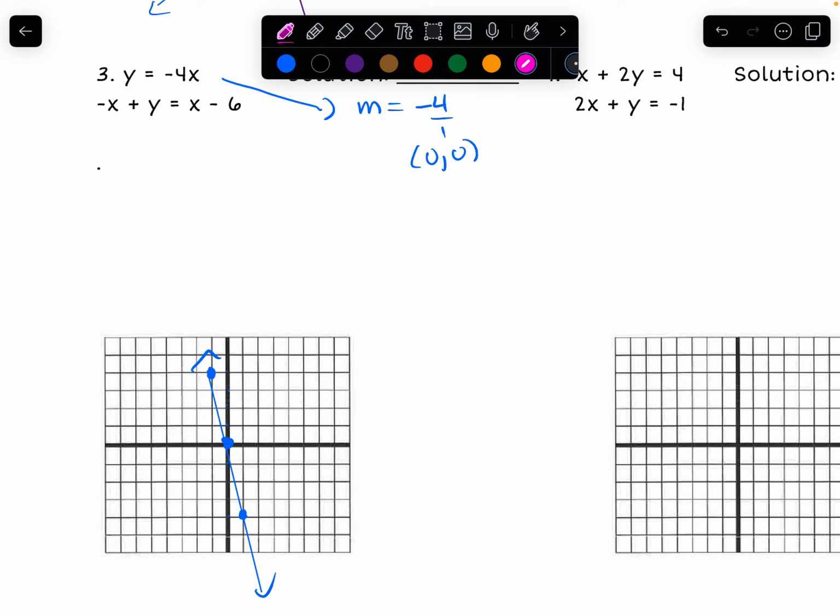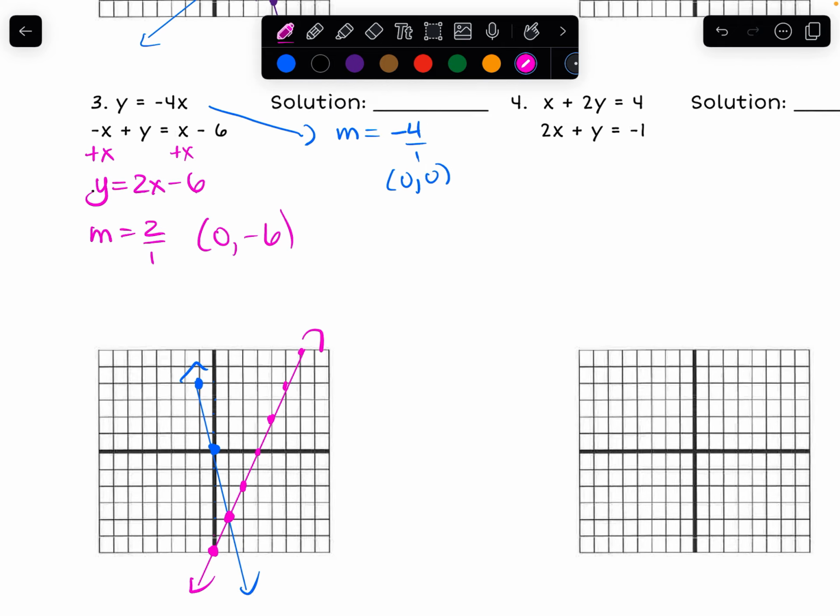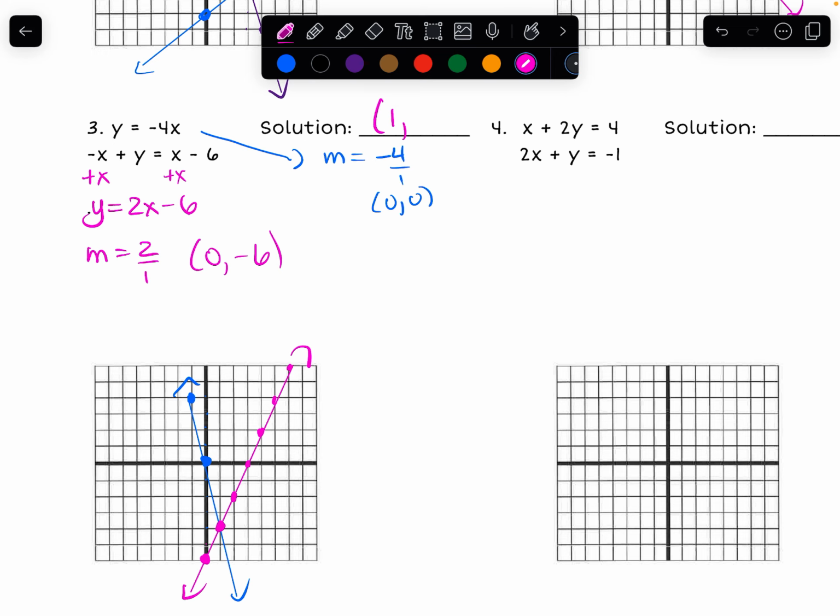I need y on the left-hand side by itself, so I'm going to add x to both sides. I get y equals 2x minus 6. So my slope on this one is 2, or 2 over 1, and the y-intercept is 0, -6. So I'm going to go to 0, -6. I'm going to go up 2 and over 1. Look at that. They ran into each other. And I draw my line. They met at the point 1, -4.